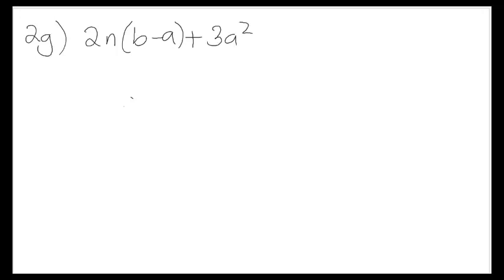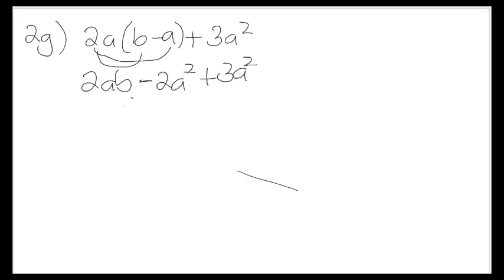Let's do the last one in question 2, and that's going to be 2g. And 2g says 2n, open bracket, b minus a, close bracket, plus 3a squared. Sorry, it's 2a. That makes a lot more sense. Okay, so it's 2a. So let's start by multiplying. 2a times b is going to be 2ab. 2a times minus a is going to be minus 2a squared, plus 3a squared. I just bring that down.